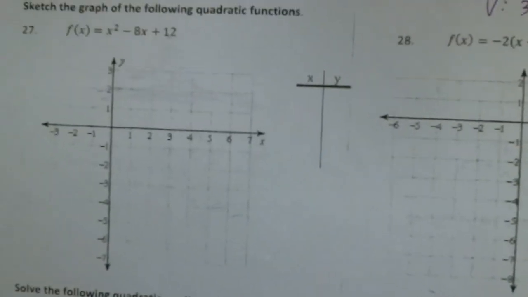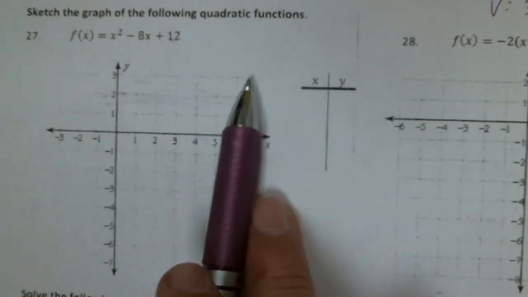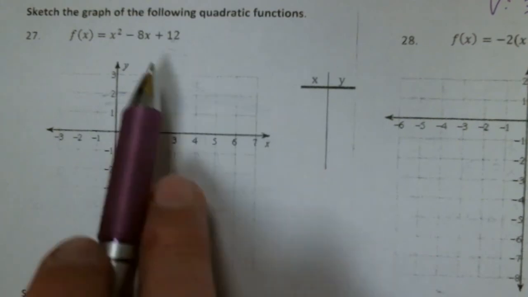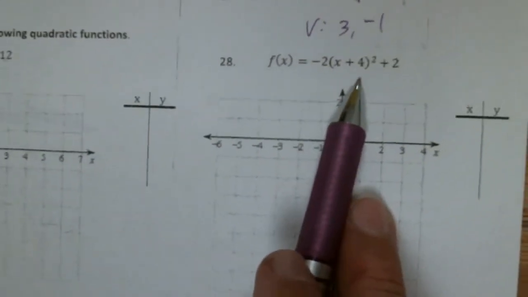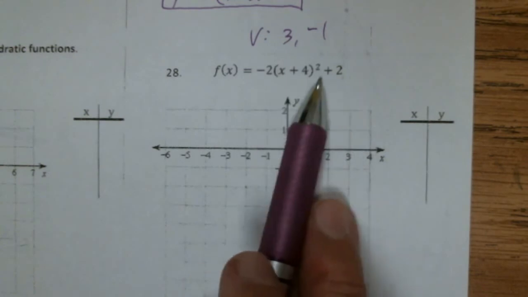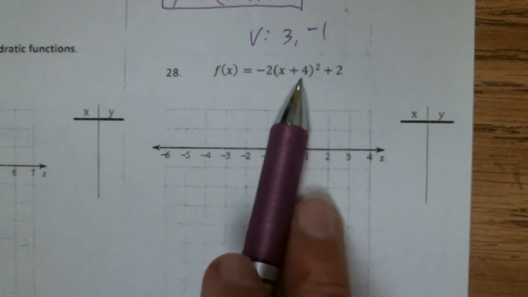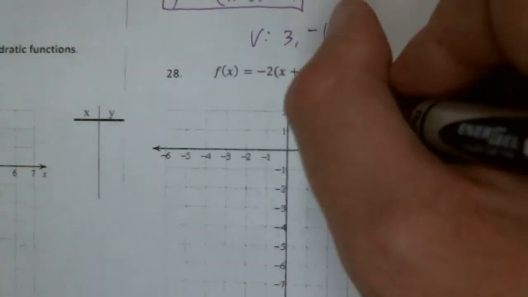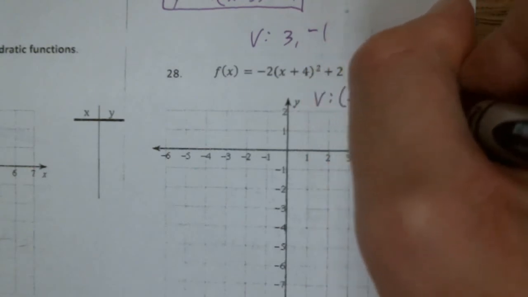Okay, graphing. Sketch the graph. So I need 5 points in my t-chart. When I'm in vertex form like this, I'll do this one first because this is the easy one. When I'm in vertex form, I already know what the vertex is. I just flip that sign and leave that alone. So vertex is -4, 2.